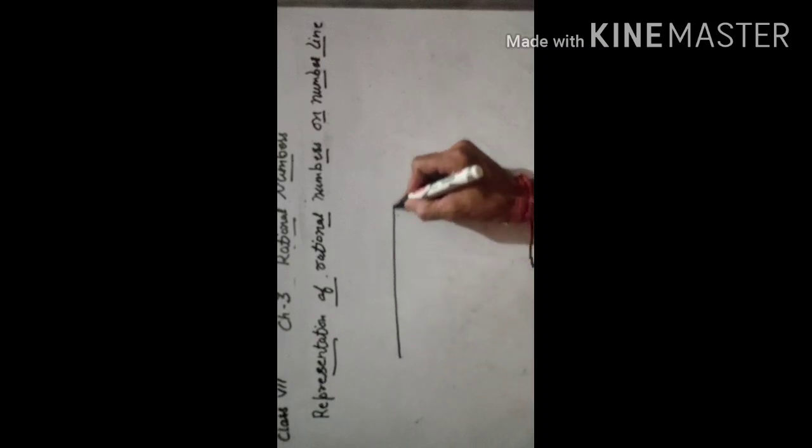Good morning, students. Today's topic is representation of rational numbers on the number line. Suppose you know what a number line is.